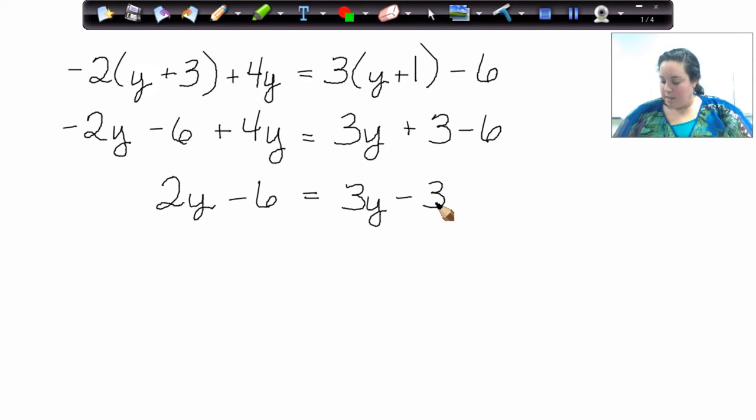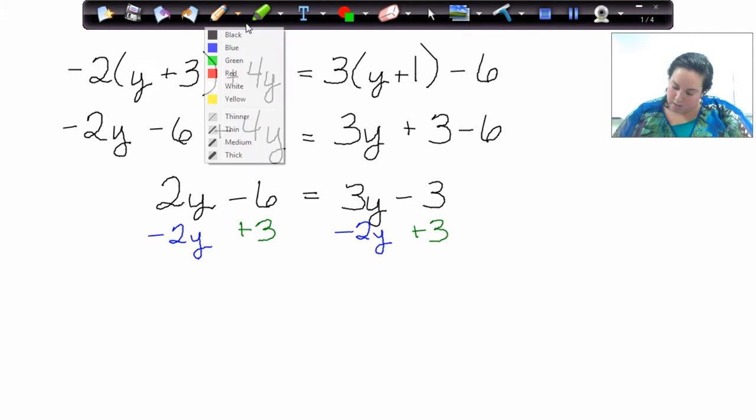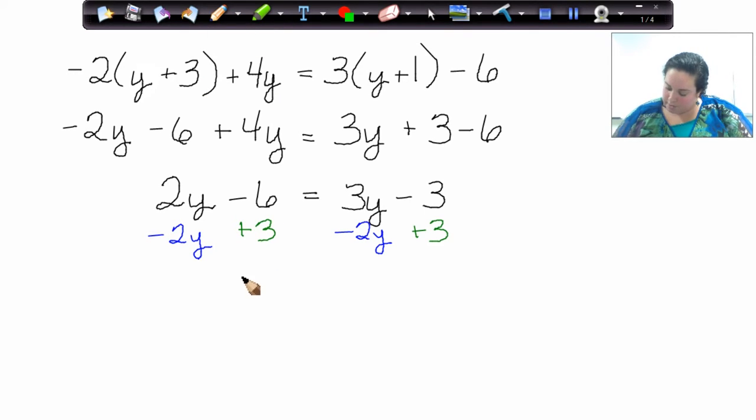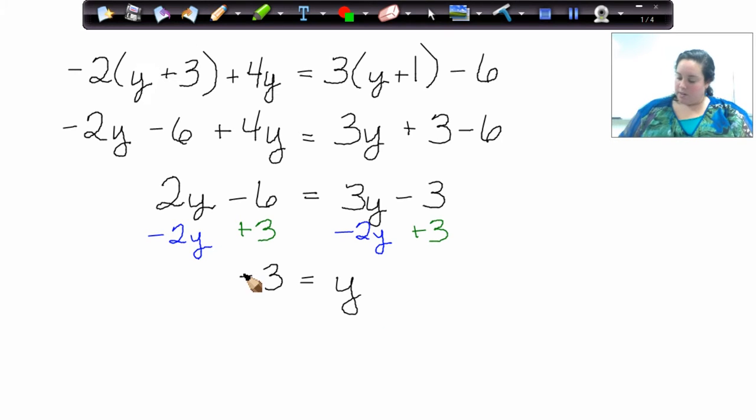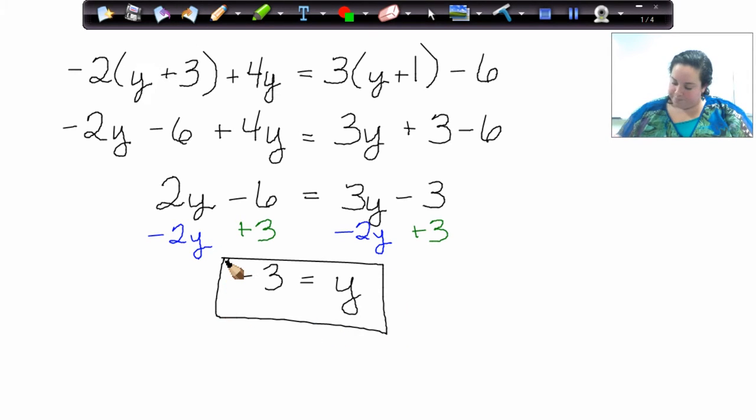Next step is to use the addition property of equality to move things to various sides. For example, we will subtract 2y from both sides, and we will also add 3 to both sides. So we have -3 equals y. We got y on the side by itself, so we are done.